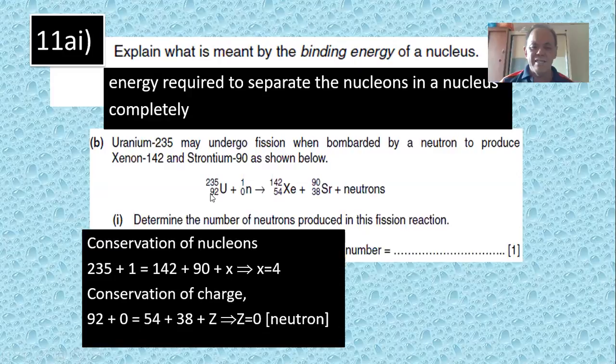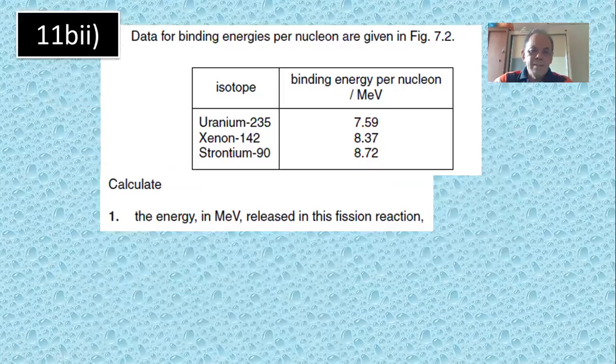If you want to check that it's true, you can add up the charges, since a neutron doesn't have a charge. 92 plus 0, that's the initial total charge. 54 plus 38, that's your total final charge. Then you put the charge of the neutron as Z, and you calculate that Z is 0. So it must be a neutron, 4 neutrons. You can see the calculation.